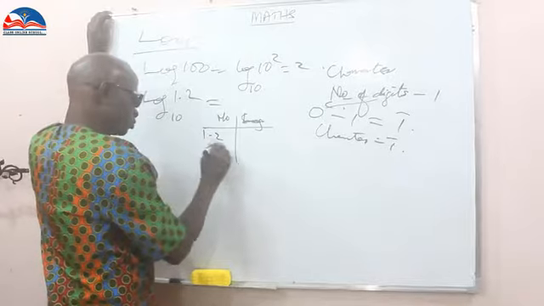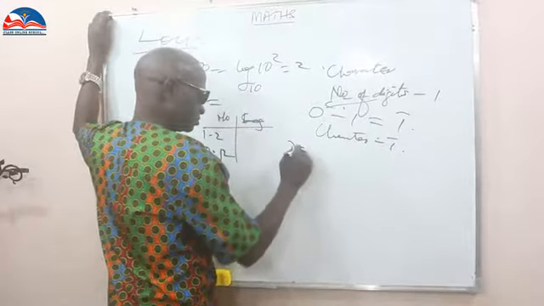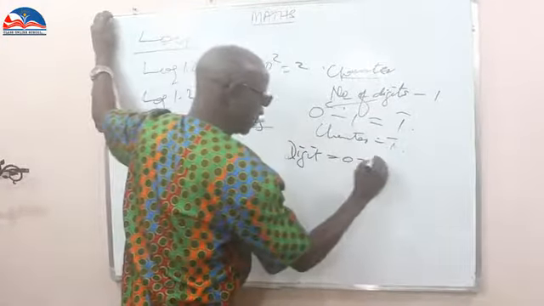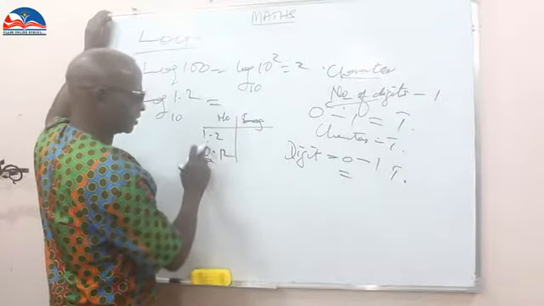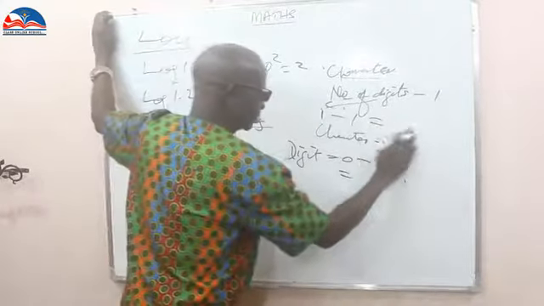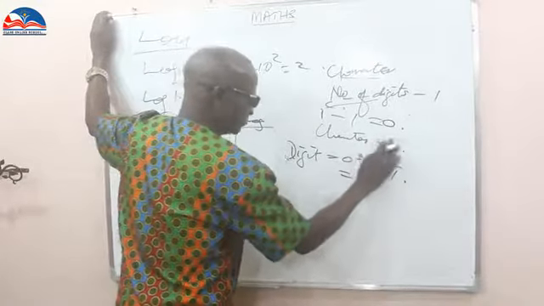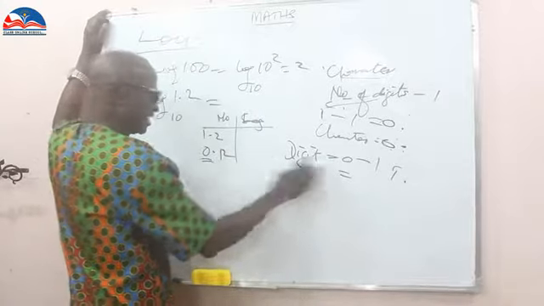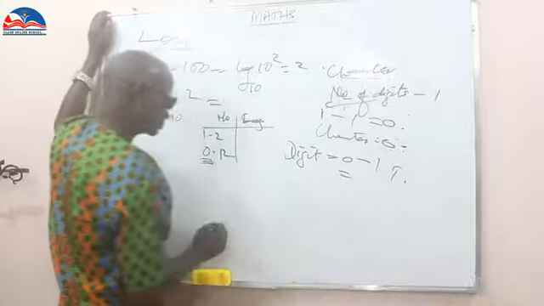Now, if it is 0.12, there is no digit here. It's a digit 0. But for character, I say it's always minus 1. Please bear with me. For the first case, the digit here is 1, 1 minus 1 is 0. The character now becomes 0. But for the second case, where it is 0.12, there's no digit, so it becomes 0. 0 minus 1 is bar 1. Then the character is bar 1.